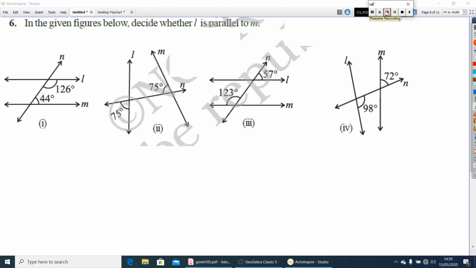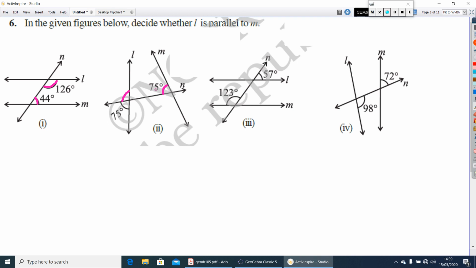This is the last question. In the given figure below, decide whether L is parallel to M. You have to check these two lines are parallel. So 3 conditions you already learnt. Here angles on the same side of the transversal are given. If you add these two angles and get 180 degree, you can say lines are parallel and write the reason. Now here one interior angle is given. If you find out this angle is 75, corresponding angles are equal, so you can write lines are parallel.